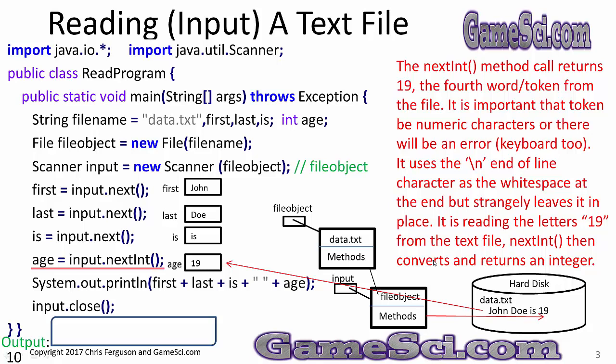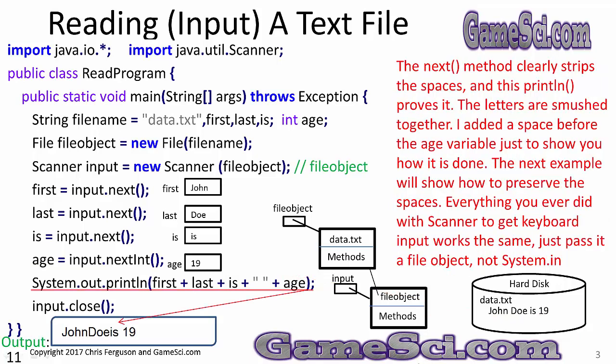This is just one way to read the file. It is not the only way to read a file. Just to confirm we read data from the file, I'll do a System.out. I'll print the first name, I'll print the last name, I'll print the contents of the is variable. Notice how I didn't put any spaces between it. And then I'll put a space and output the contents of the age.